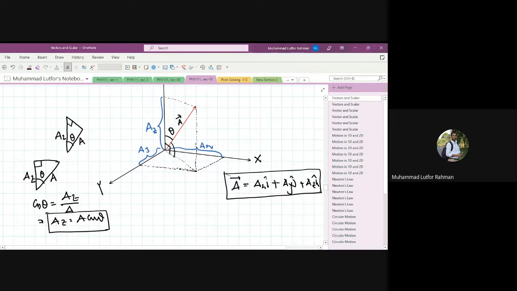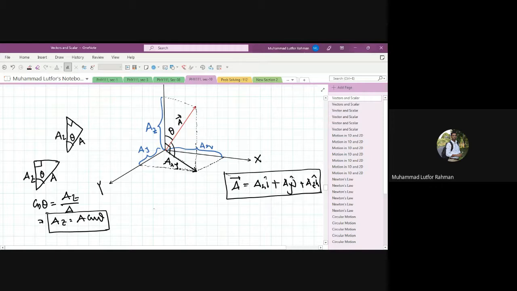Then I can find out the projection of vector A in the xy plane. I write that as A_xy. I write down the subscript as xy because this is the projection in the XY plane. So that's why I write A_xy. XY indicates the projection of vector A in the XY plane, or you can say the component.